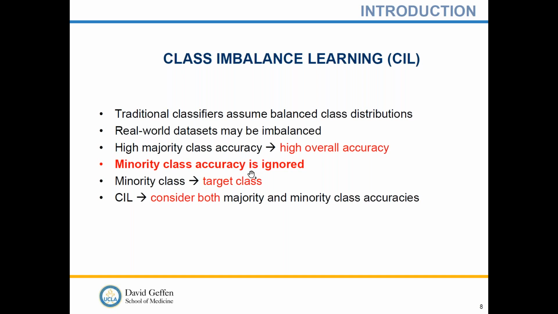What does that mean? It means that it can always have a very high overall accuracy if it classifies everything as belonging to the majority class, even if it ignores the minority class. And in medical applications, the minority class is usually the target class or the rare disease. So we cannot apply standard machine learning algorithms in such an environment. The class imbalance learning algorithms consider every individual class accuracy and try to maximize it individually rather than just maximize the overall accuracy.